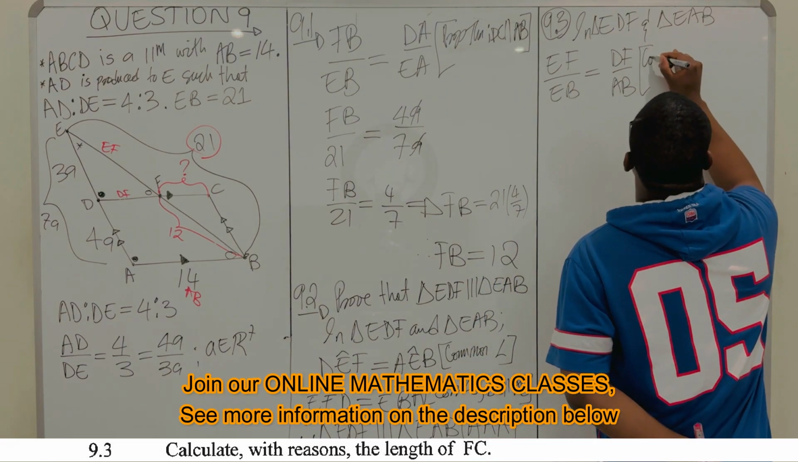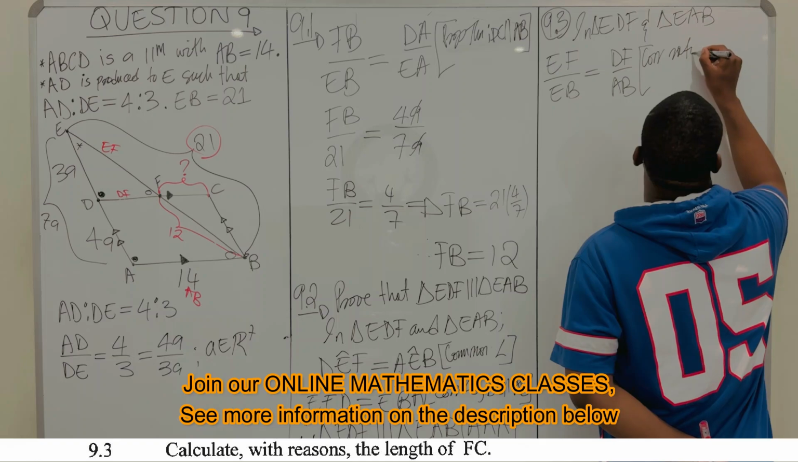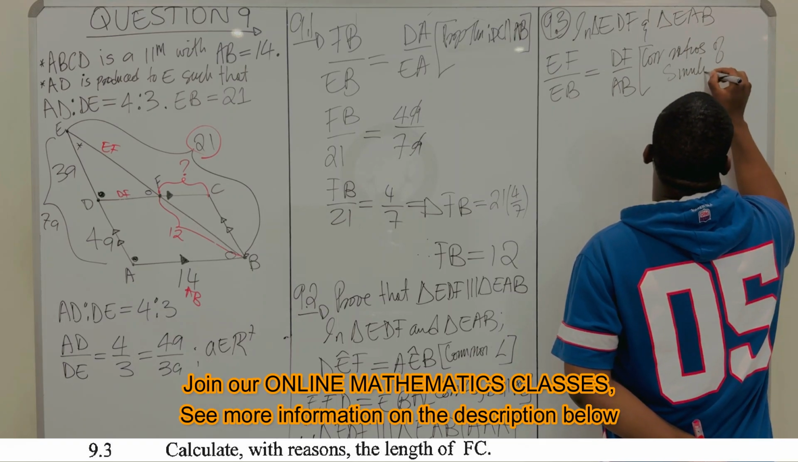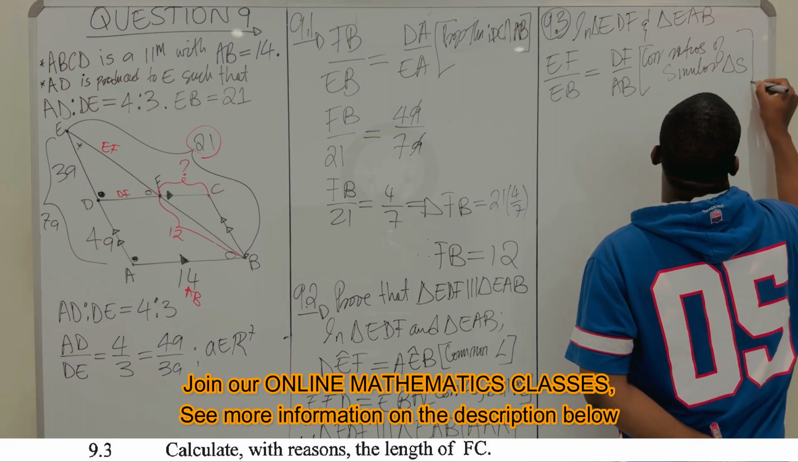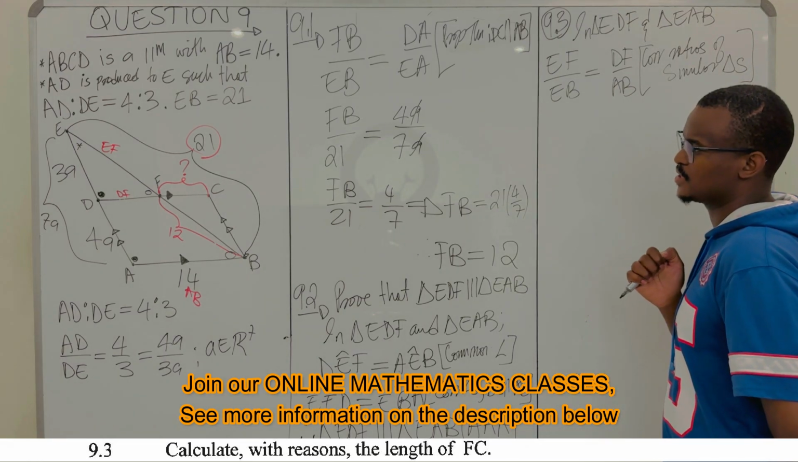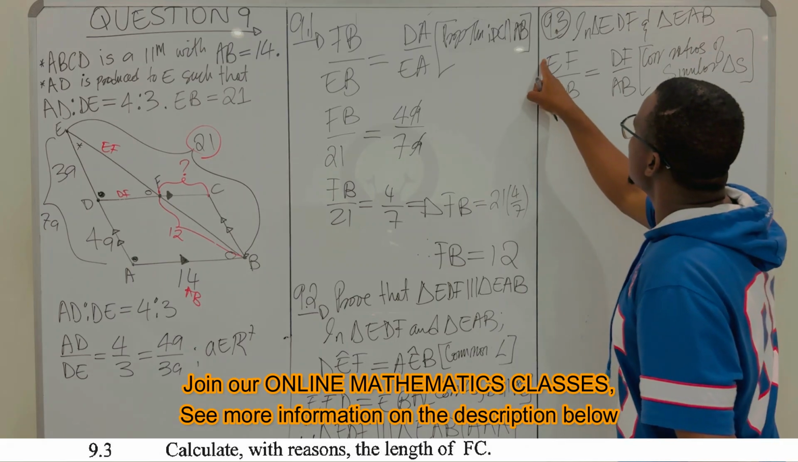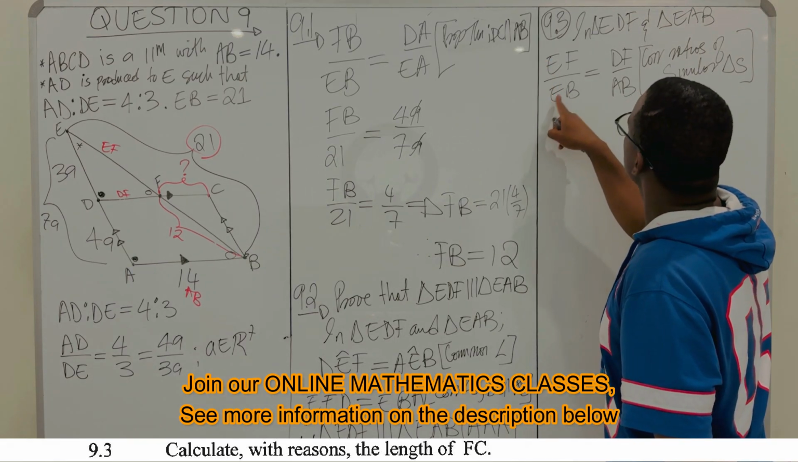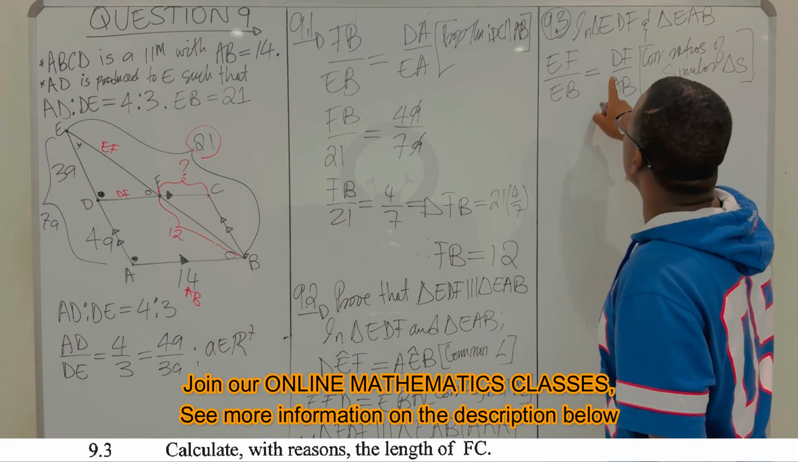These are corresponding ratios of similar triangles. These are corresponding ratios of similar triangles. That makes sense. So this is my EF over EB, which is equal to my DF over AB.